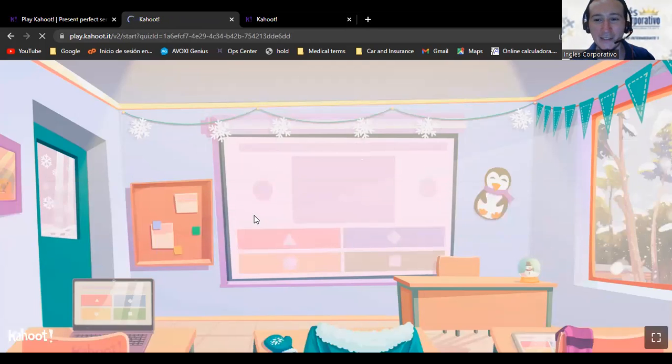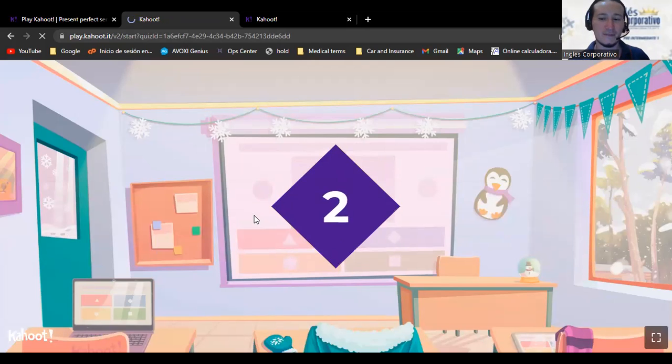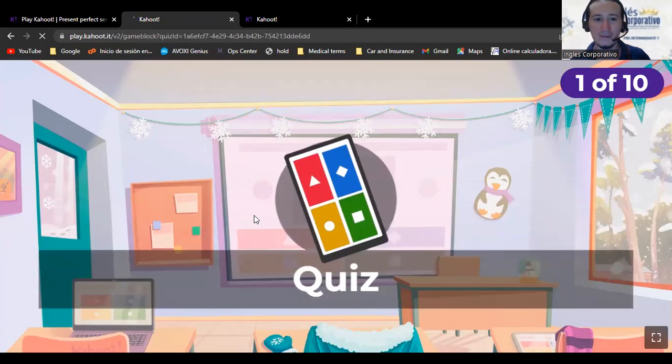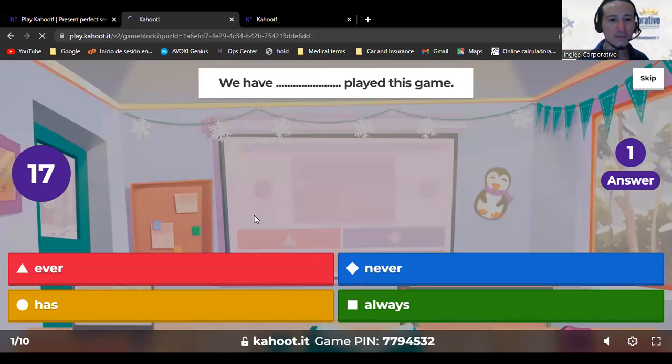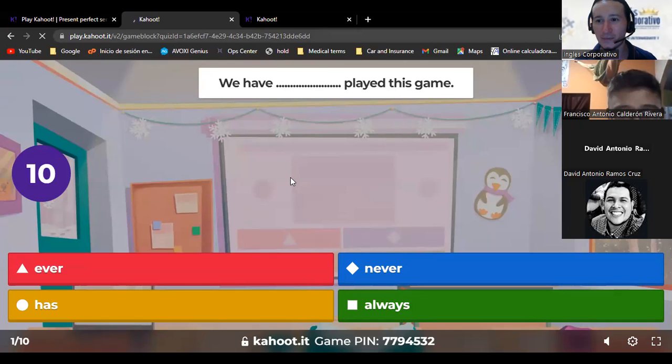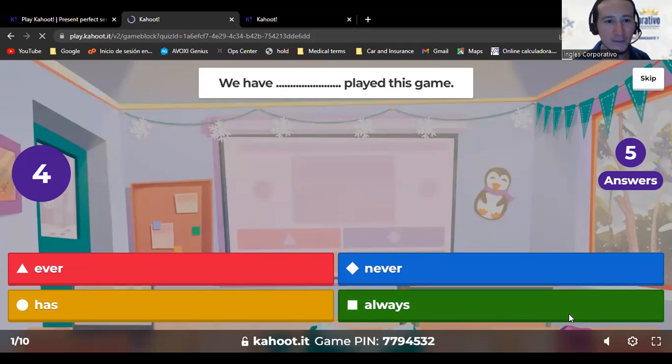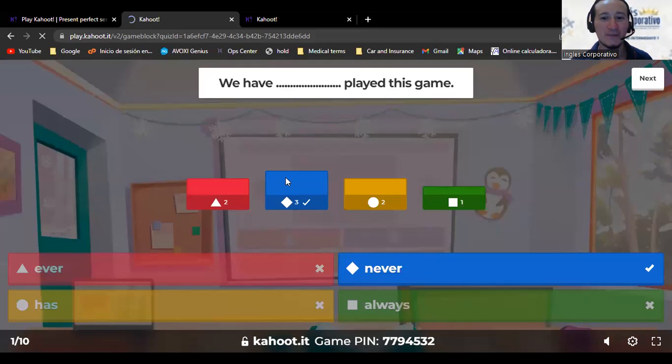Ahí está, present perfect sentences. There you go. We have played this game. Then we have 4 options, guys. It says ever, never, has, and always. You have to choose the right answer. We have 8 answers. Okay, there we go.